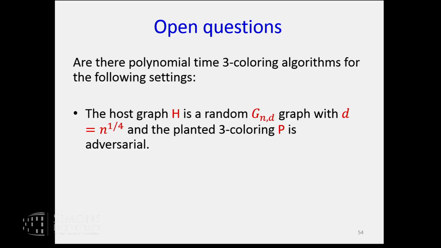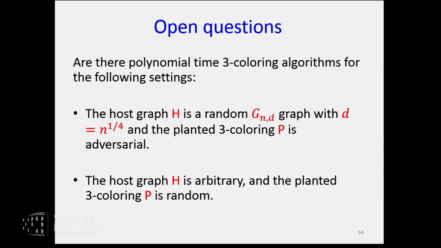Our techniques for proving NP-hardness completely break down, because at higher densities we could show that the host graph contains as a subgraph graphs which are hard to color. Any specific graph that I want, if it's small enough, is a subgraph of such a host graph. Once the density is so low, like n to the 1/4, then it's no longer true. So we don't know.